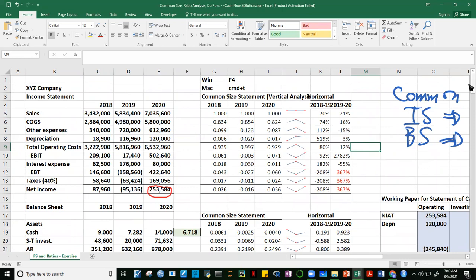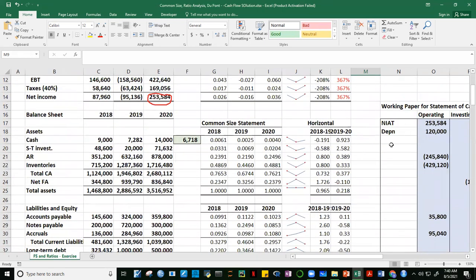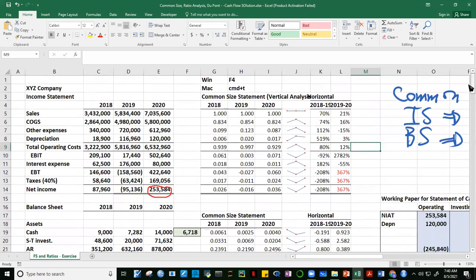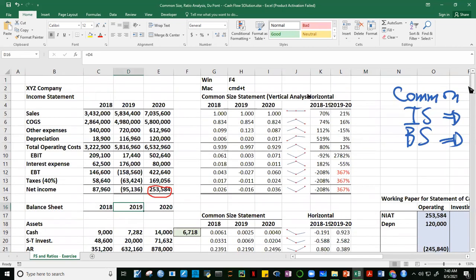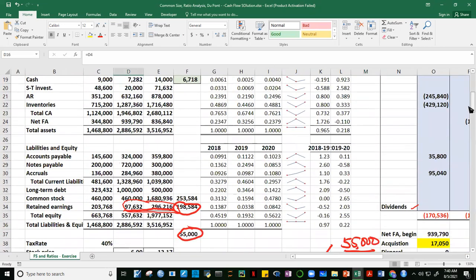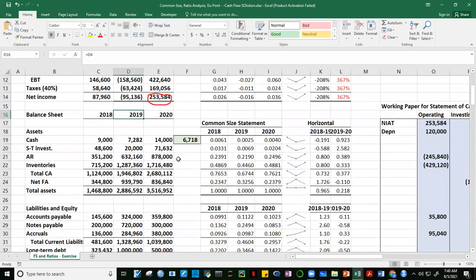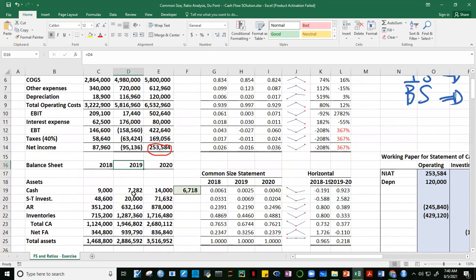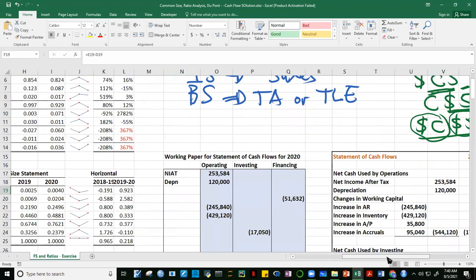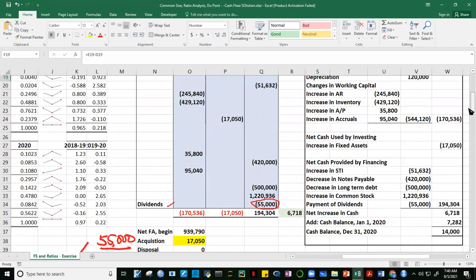All right. So the statement of cash flows, we want it for 2020. We can construct it because we have the income statement for 2020 and the balance sheets for 2020 and 2019. Those three financial statements allow us to construct the statement of cash flows. We're investigating the increase in cash from 2019 to 2020, from 7,282 to 14,000. That means an increase of 6,718. The working paper should also reflect 6,718.